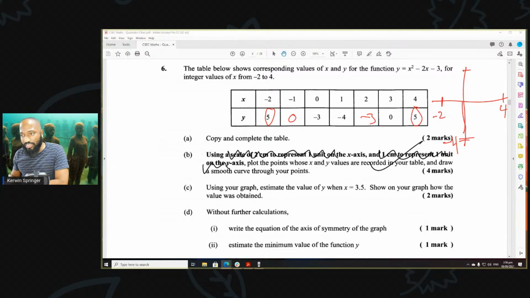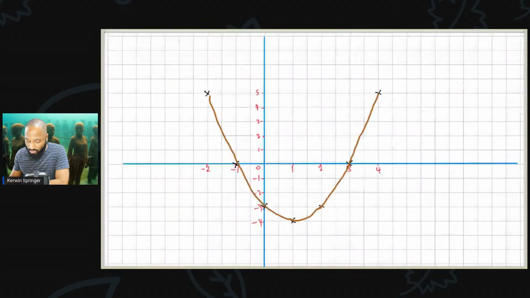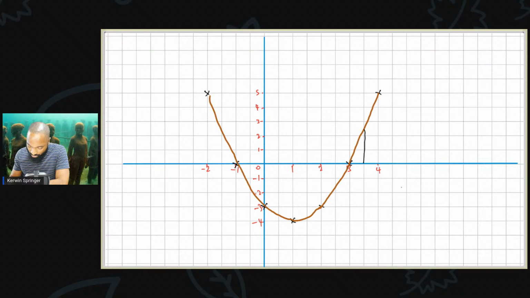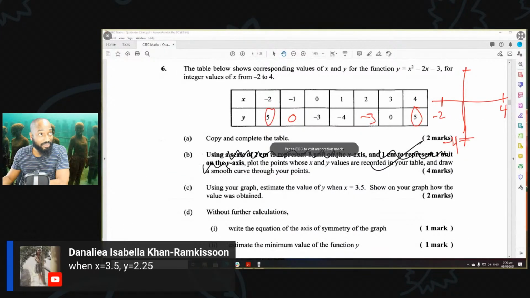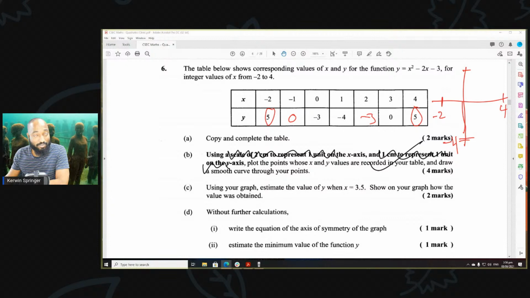Using your graph, estimate the value of y when x is equal to 3.5. Fine. When x is equal to 3.5, that's 3.5 there, right? Y is going to be equal to what? Y is going to be equal to 2.5. When x is 3.5, y is equal to 2.5. I like the answer. Isabella verified it too. And if Isabella says so, let it be so.